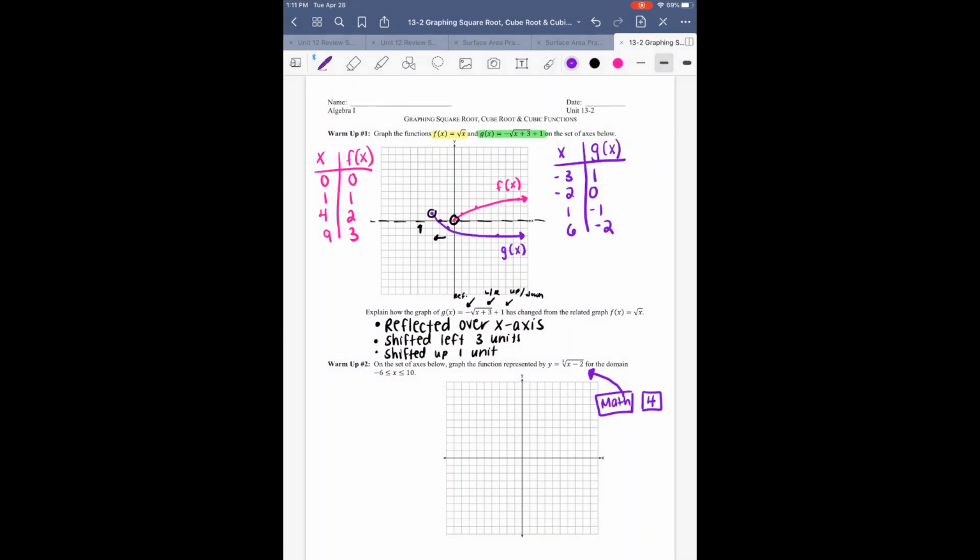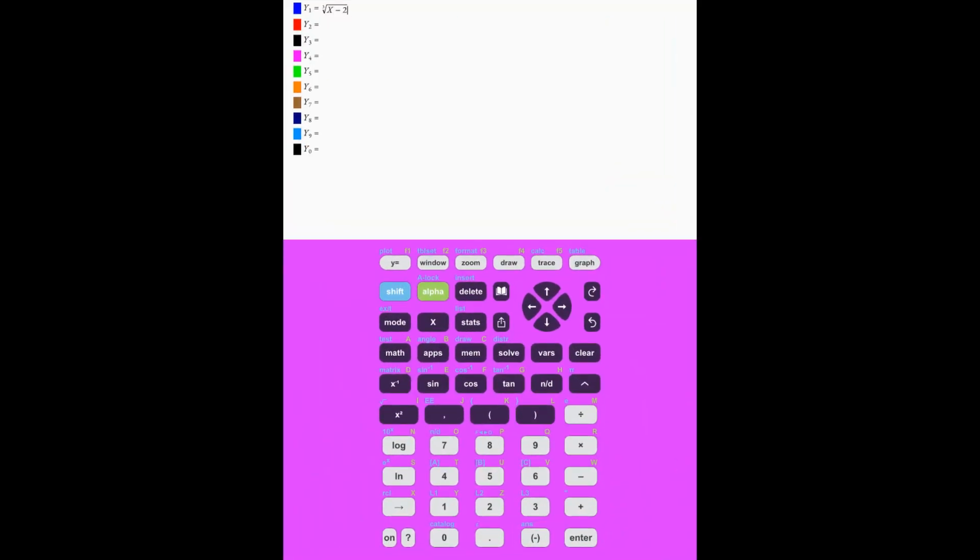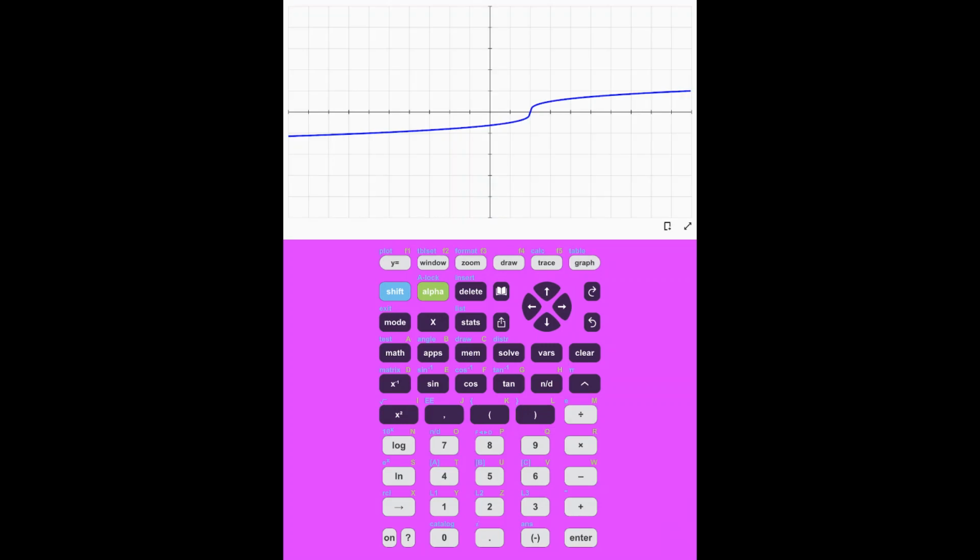So take a moment to pause the video and see if you're able to graph this function on the specific domain between -6 and 10. Okay, so I'm going to show you how to do this. I'm going to go back to my calculator and take a look at the graph. So the graph of this cube root function has this certain shape to it.